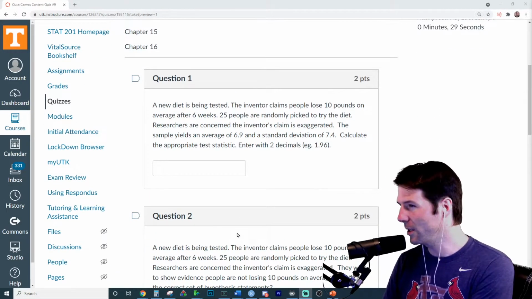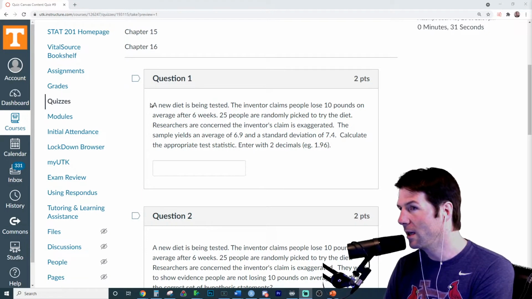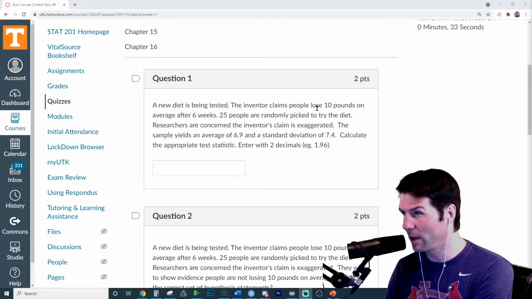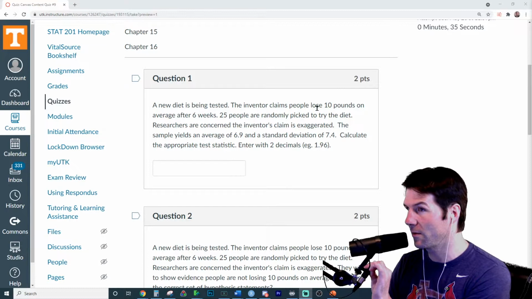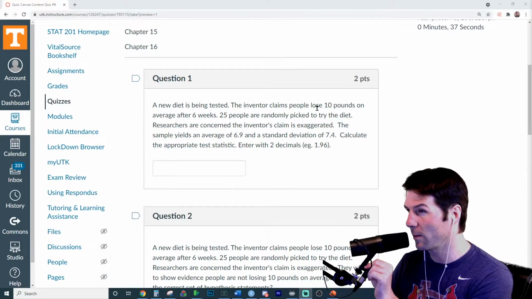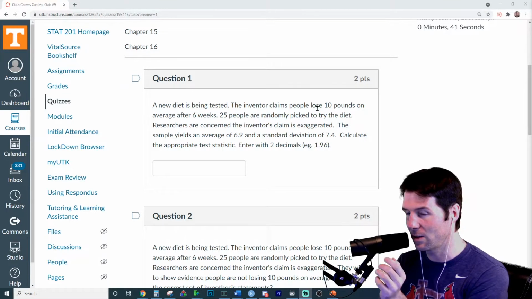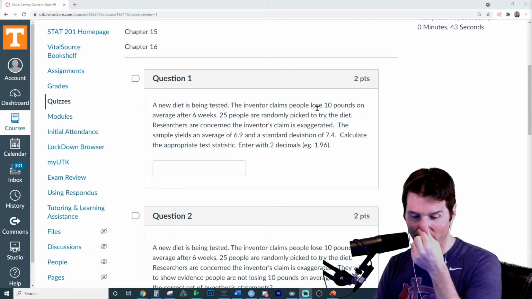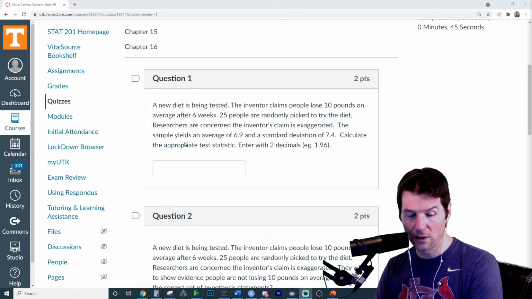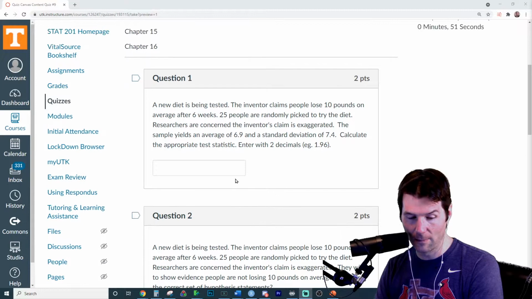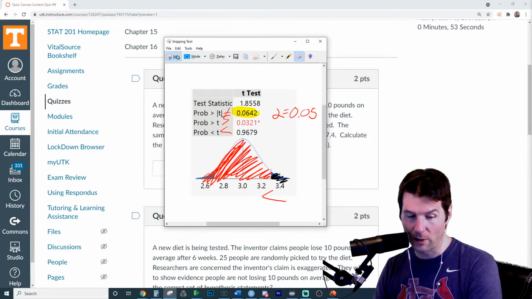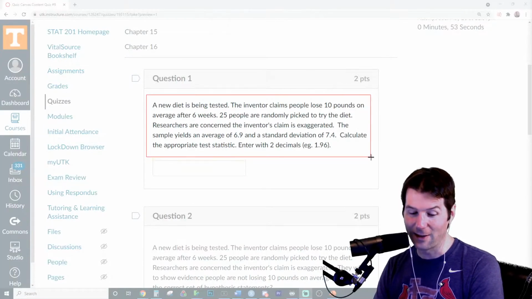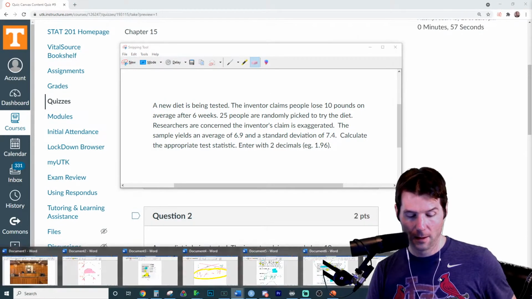So this question I think we did yesterday, but let's do it again here real quick. A new diet is being tested. The inventor claims that people lose 10 pounds on average after 6 weeks. 25 people are randomly selected to try the diet. Researchers are concerned about the inventor's claims being exaggerated. The sample yields an average of 6.9 and a standard deviation of 7.4. Calculate the appropriate test statistic. So with this right here, no, I changed one of the questions, if you saw yesterday.